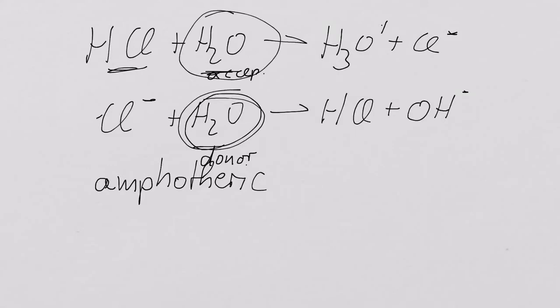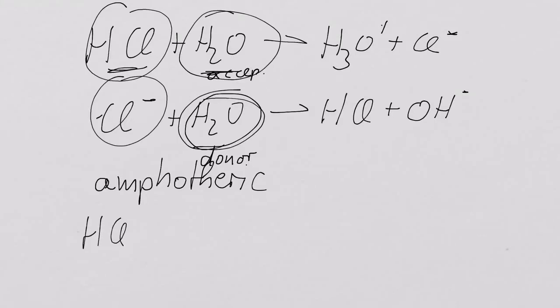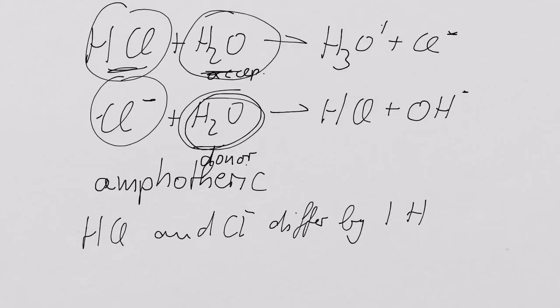So we have substances that can be either donor or acceptor depending on the situation. Now, if we look at our HCl and the Cl minus, they both differ only by one proton. Yeah? So HCl and Cl minus differ by one proton.